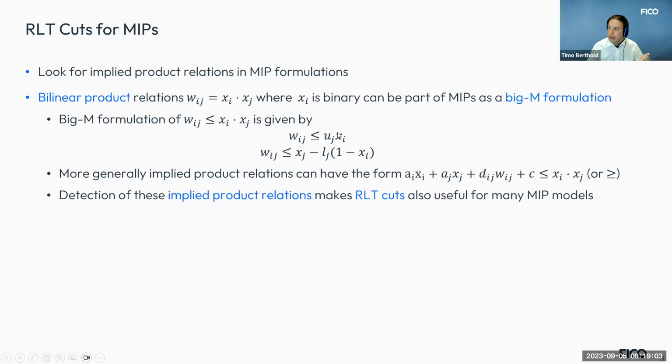So if xi is 0, the first one forces wij to be 0. If xi is 1, then wij becomes less or equal than xj. Okay, because this one gets eliminated here. Okay, so this checks out. This is a valid reformulation for the case that xi is binary. And you can detect such structures here in your MIP formulation and apply the same technology that we just saw by imagining them essentially as bilinear relations between the xi, xj, and wij variables.